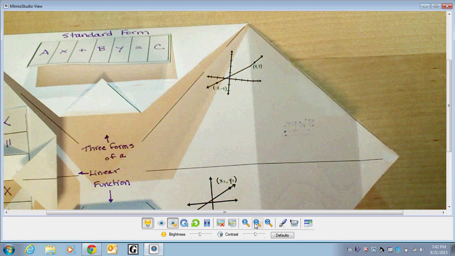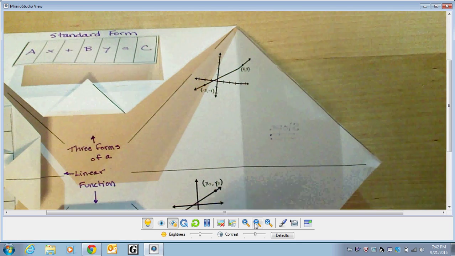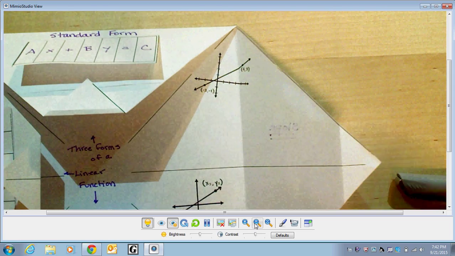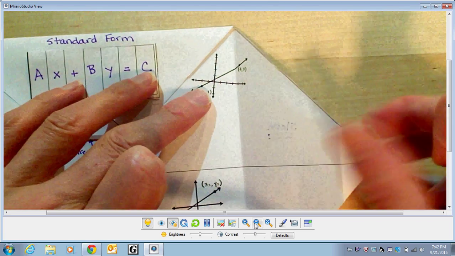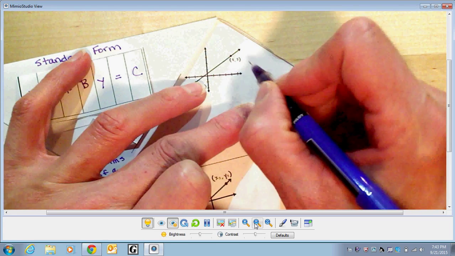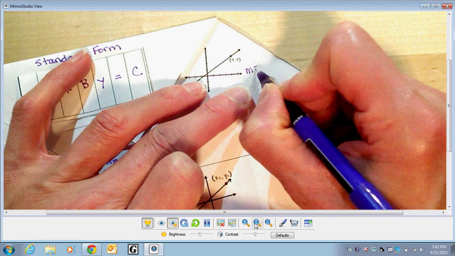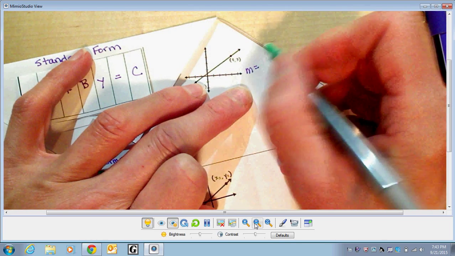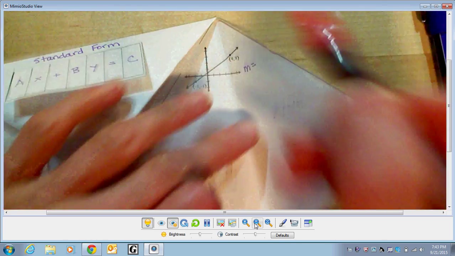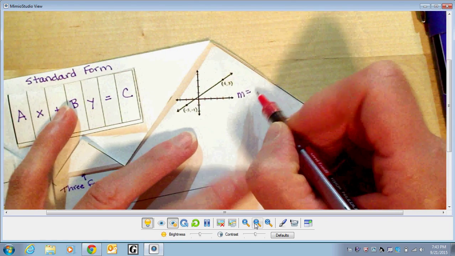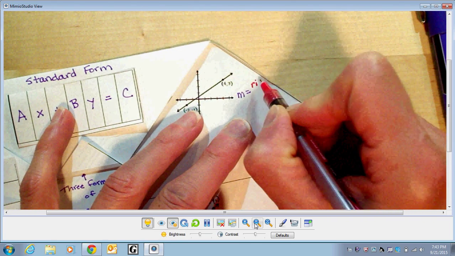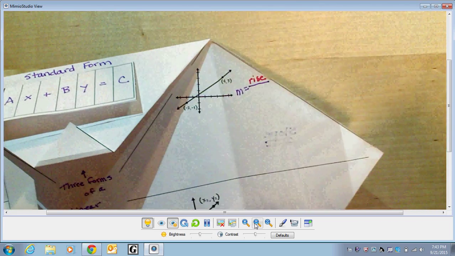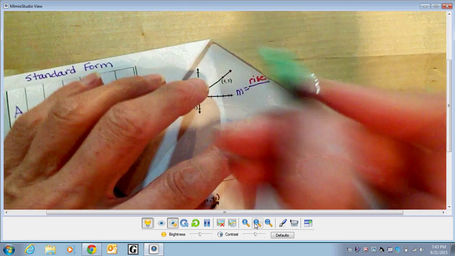So I'm going to get some different colors here so maybe we can see this a little bit better. So slope, which we represent with the letter M, slope is rise. I'll use red for rise. Sorry, rise over run.